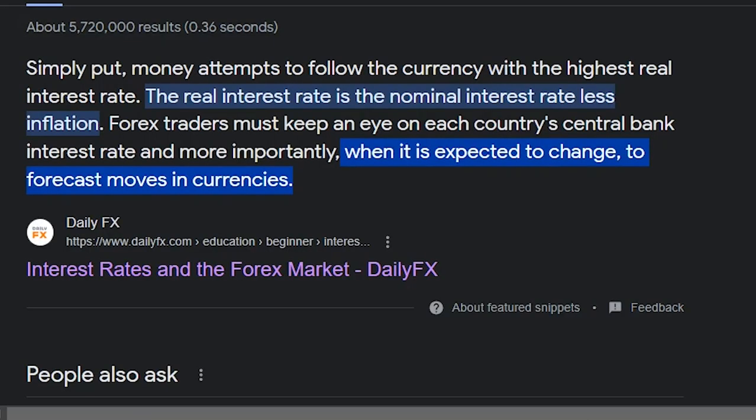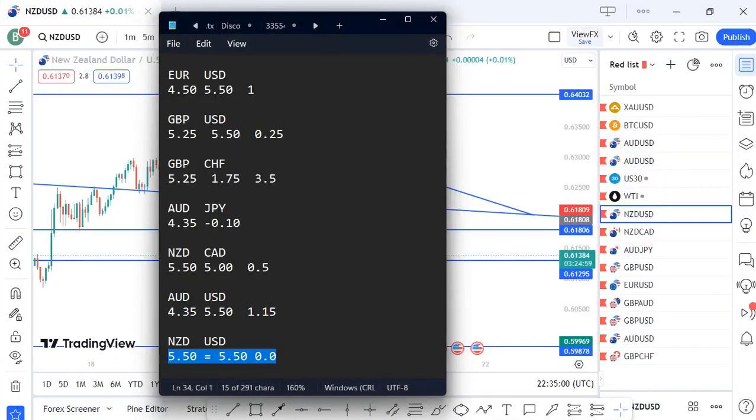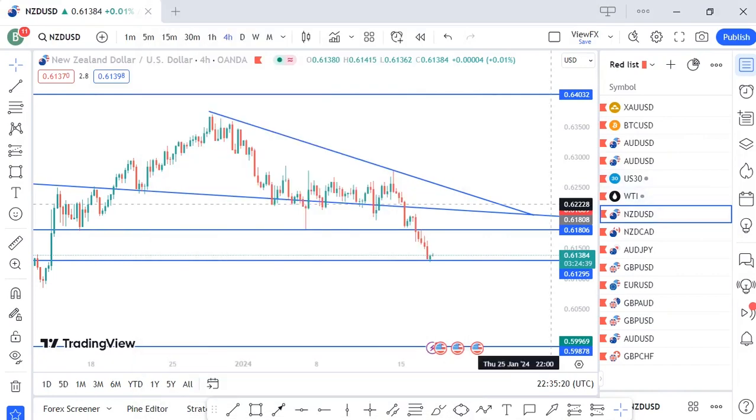And that is why we say this: forex traders must keep an eye on each country's central bank interest rate, and more importantly, when it is expected to change, to forecast moves in currencies. So these interest rates do change, but so far from our observation, 9 out of 10 is a pass mark. Interest rate affects the direction of the forex market.